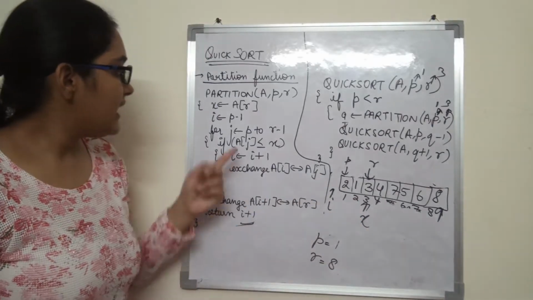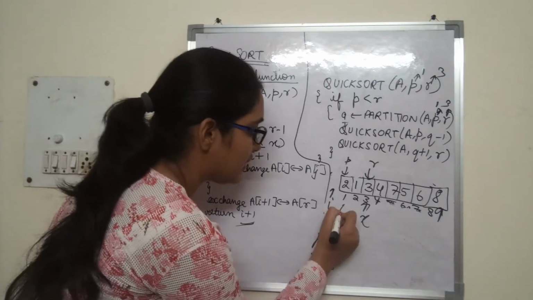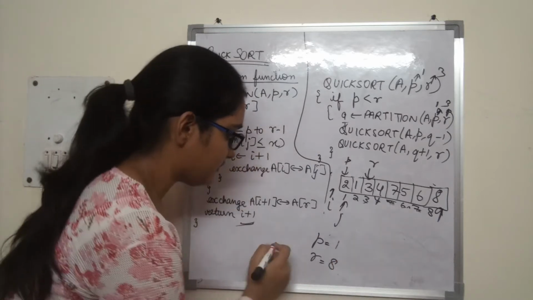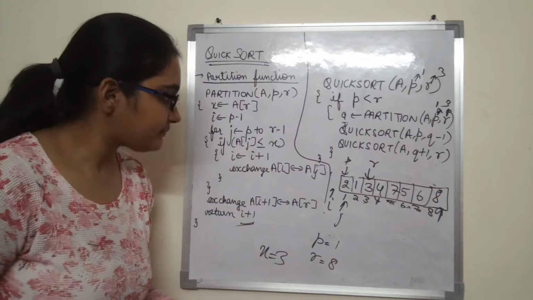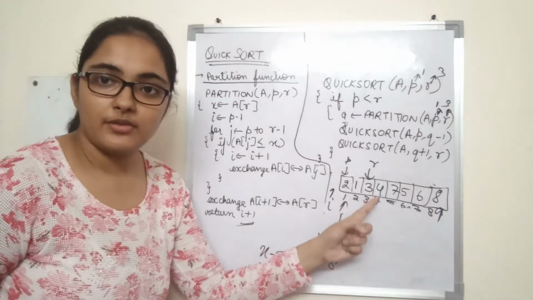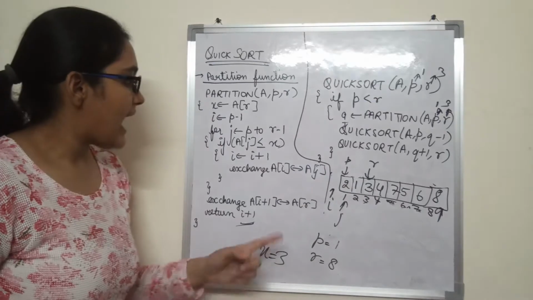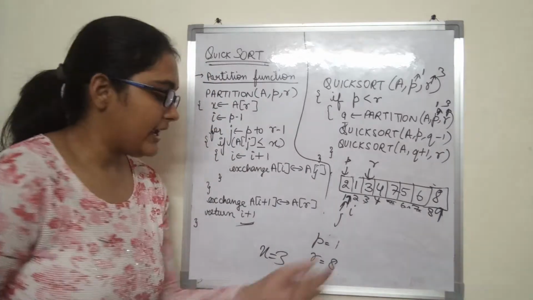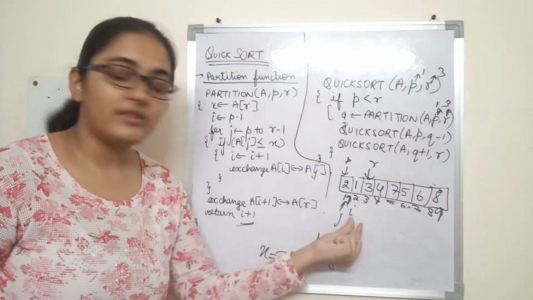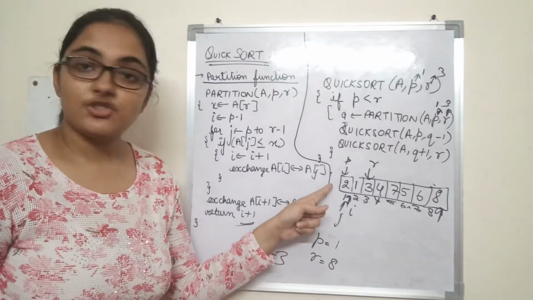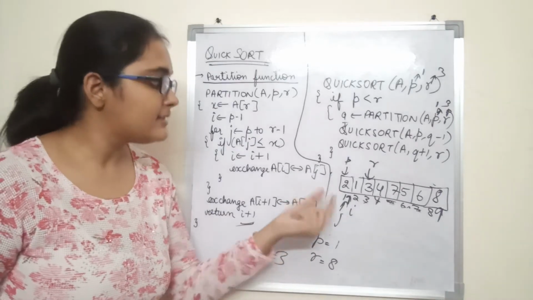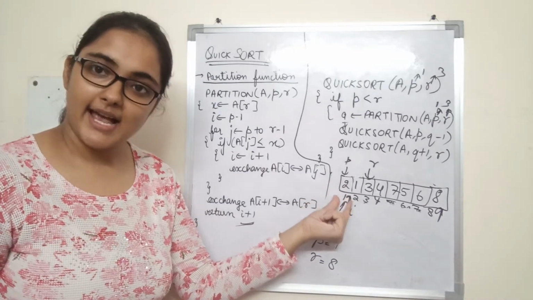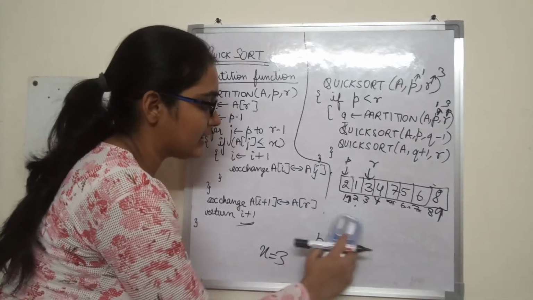What will it do? If A of J is less than or equal to X, now J points here, X is equal to 3 now. Okay, now is 2 less than or equal to 3? True. So what will happen? I will be incremented, and A of I and A of J will be exchanged. Since both of them are pointing to the same element, the exchange operation won't result in anything new. That is, 2 is exchanged with 2 itself. So nothing more will happen, right? So this element will remain as it is. Now J will be incremented.